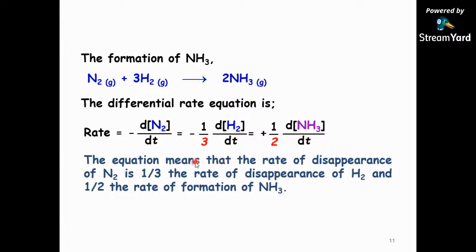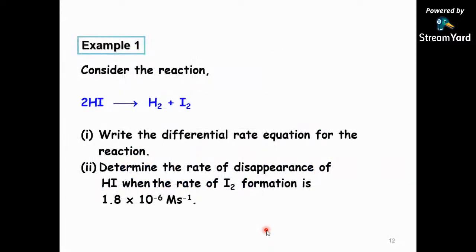After you write down the differential rate equation, you must understand what this differential rate equation is talking about. It means the rate of disappearance. Why are these two disappearance? Because the concentration of reactant decreases after some time. So their relationship is, nitrogen is 1 over 3 of the rate of disappearance for the hydrogen, and 1/2 the rate of the formation of ammonia. If the question asks you how to explain, you have to write down this thing. So this is one of the examples.